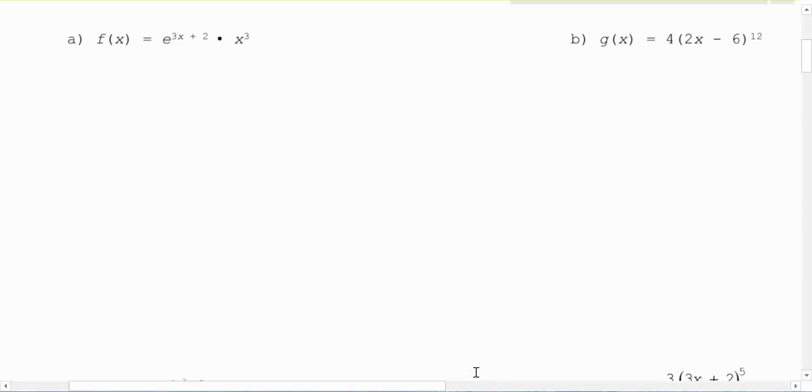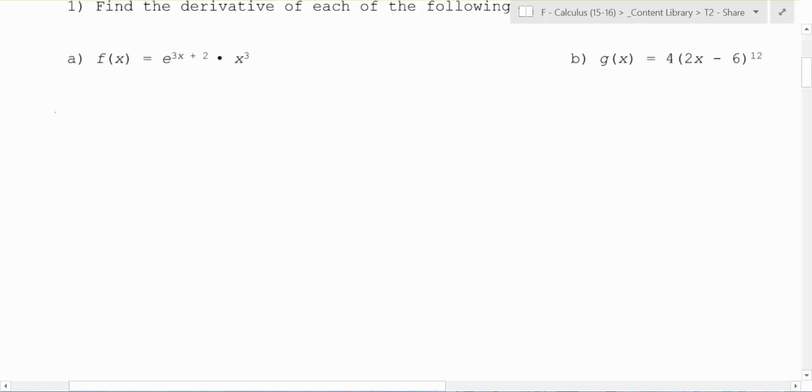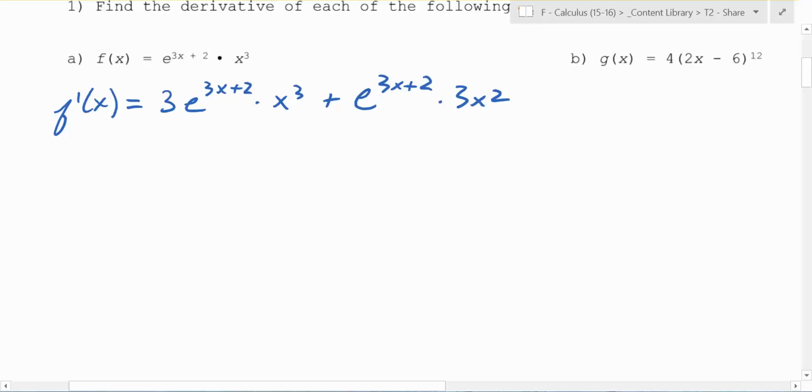The rule you're using is the product rule, and this is what I would do if it was me doing this out. You would see my work and it would look like this. I would say f prime is equal to 3e to the 3x plus 2 times x cubed plus e to the 3x plus 2 times 3x squared. That's the order I put it in. I do the derivative of the first times the second plus the first times the derivative of the second. I keep f before g regardless of if it's differentiated or not.